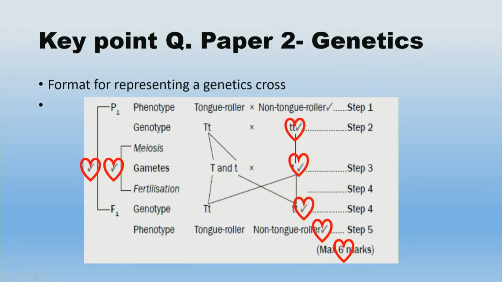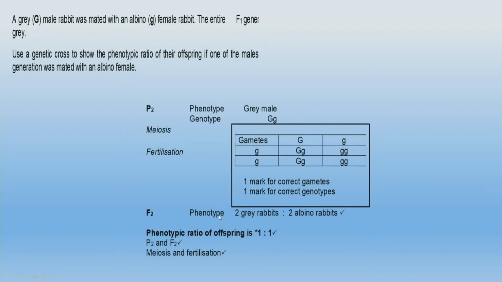So compulsory marks: meiosis, phenotype, and F1. Even if everything else is wrong, at least 2 out of 6 they will receive if they allocate it in the right positions. So that is just that one. This is a simple example, but just to show you, they can also use this type of crossing, meiosis first, then fertilization. All right.